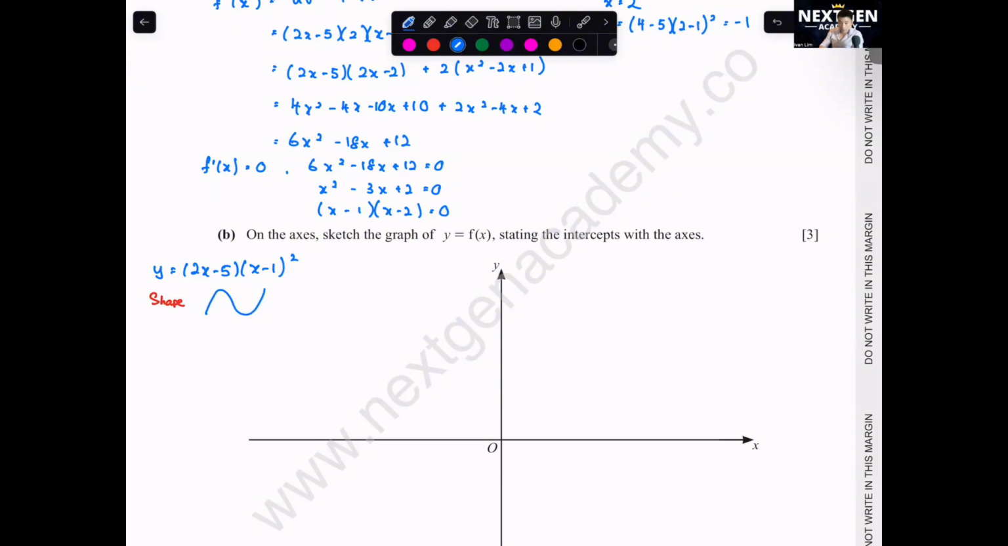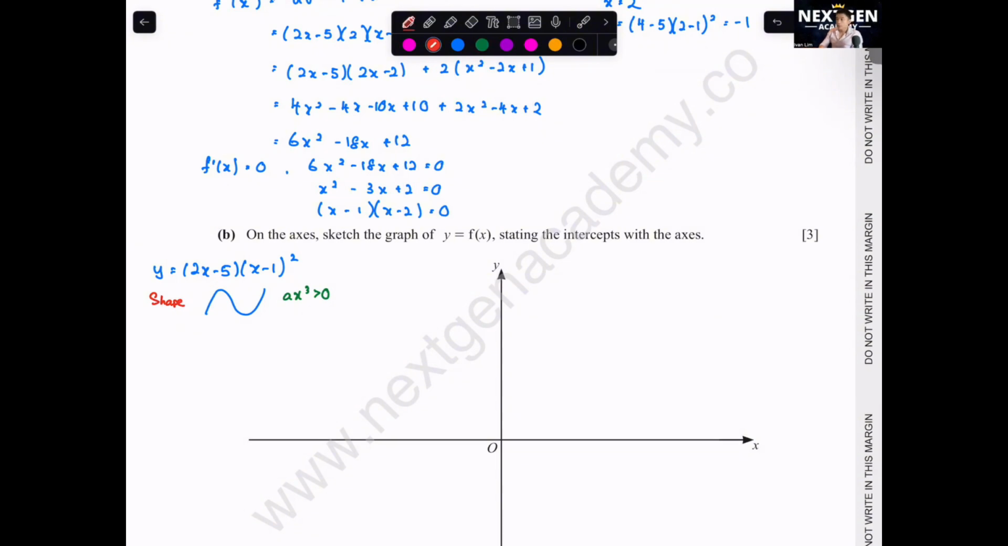Sad, happy. Right or not? Sad then happy, because our ax cubed value is positive. Okay, ax cubed is positive, so you will go sad, happy. You suffer now, enjoy later, so you'll end with a happy life.